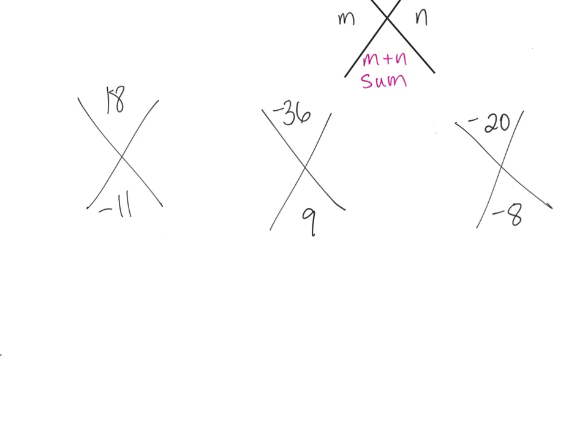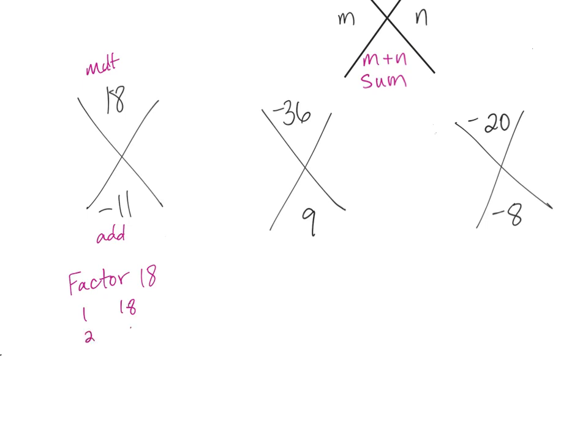So, if I'm looking at this one right here, I know two numbers multiply to give me 18, add to give me negative 11. So multiply to give me 18, add to give me negative 11. The first thing I'm going to do is factor 18. So I got 1 and 18. Don't forget the 1 in the number. That's the most frequently forgotten.